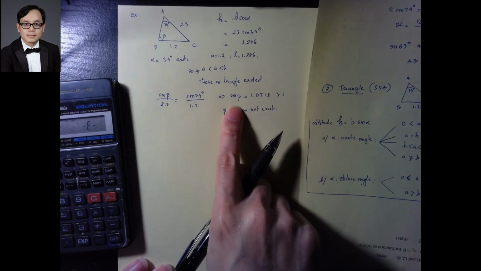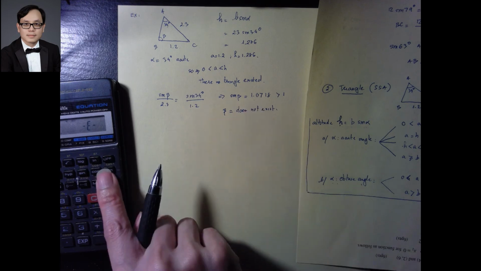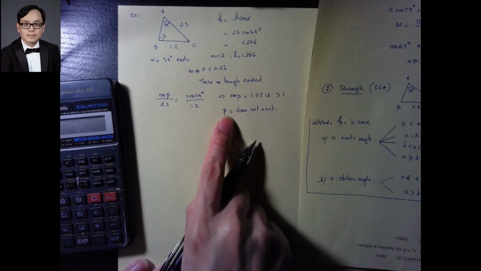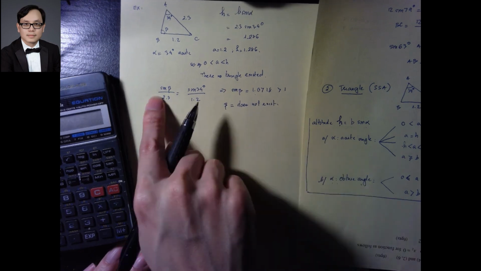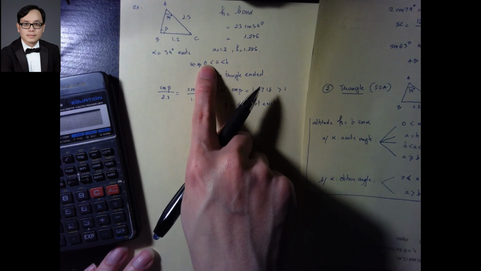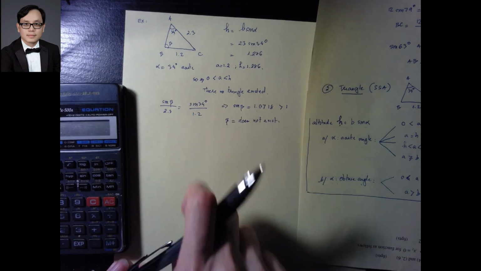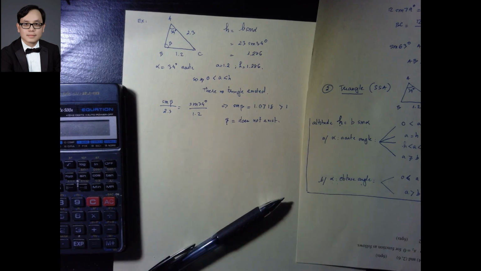You remember sine is between -1 and 1, and this is greater than 1. So when you put it into the calculator, it doesn't work. So beta does not exist, and because beta does not exist, there's no triangle. This is a good way to check. As long as you know a is less than h and greater than 0, you know right away that there's no triangle.